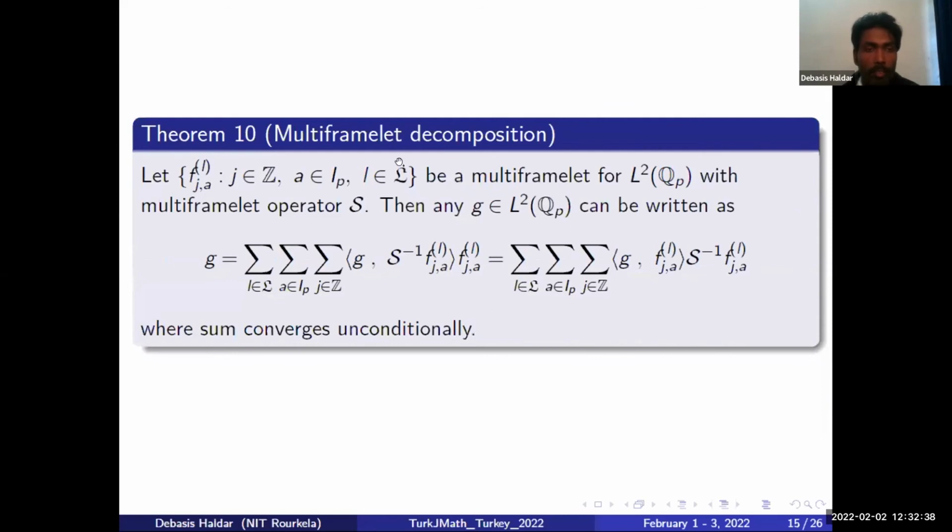The next one is the important result of this multiframelet. It is the multiframelet decomposition theorem. Let this affine system be a multiframelet for this L2(Qp) with the multiframelet operator S. Then any element g can be written like this, or by this, where the sum converges unconditionally.